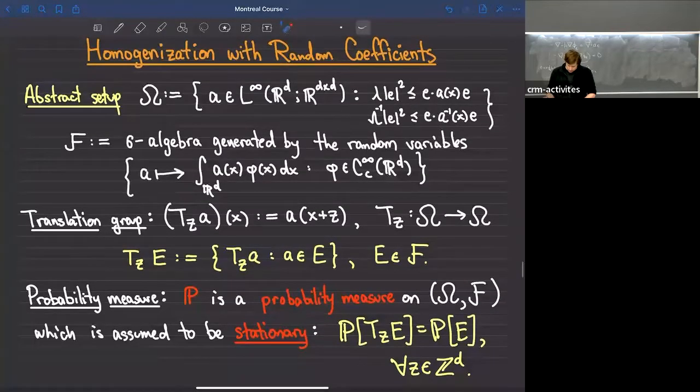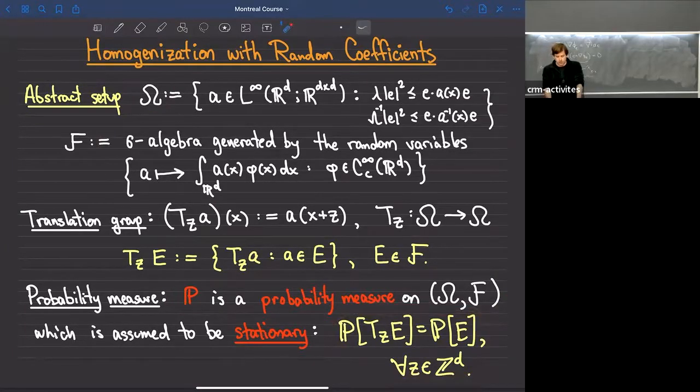Okay, so that's how I'm gonna think of it. I have this omega, this F, I have this translation group. I'm gonna give myself a probability measure on this measurable space, and I'm going to assume it's stationary, and that's, of course, why I had the translation group there. What this means is that the origin is not special from the point of view of the probability measure, okay?